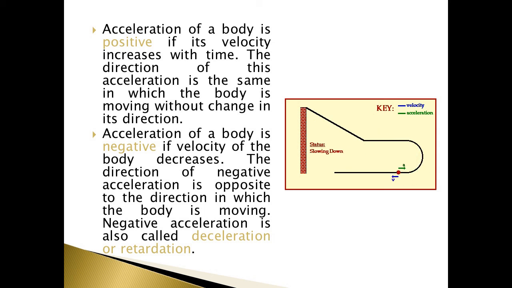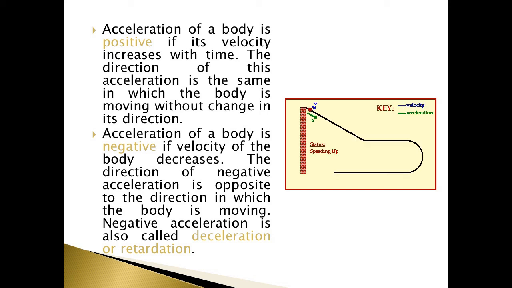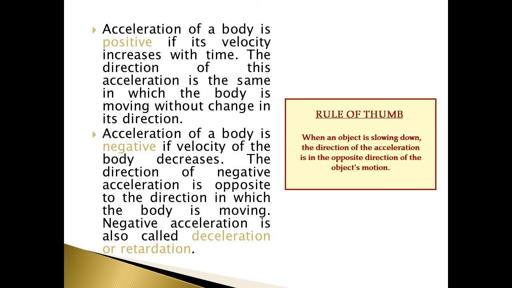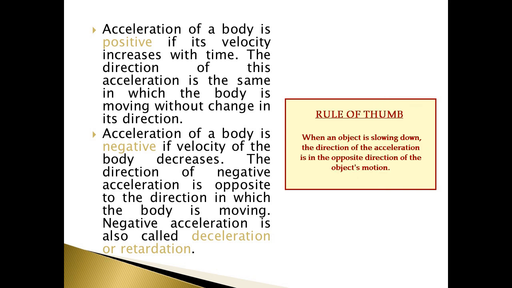Here in this picture you can see blue lines show the velocity of the ball and green lines show the acceleration of the ball. When the ball is moving, the direction of acceleration and velocity is shown, and when the ball slows down, the velocity is decreasing. And when the object is slowing down, the direction of acceleration is opposite to the direction of velocity. Here in this picture you can see the direction of a is opposite to v when the object's motion is slowing down.